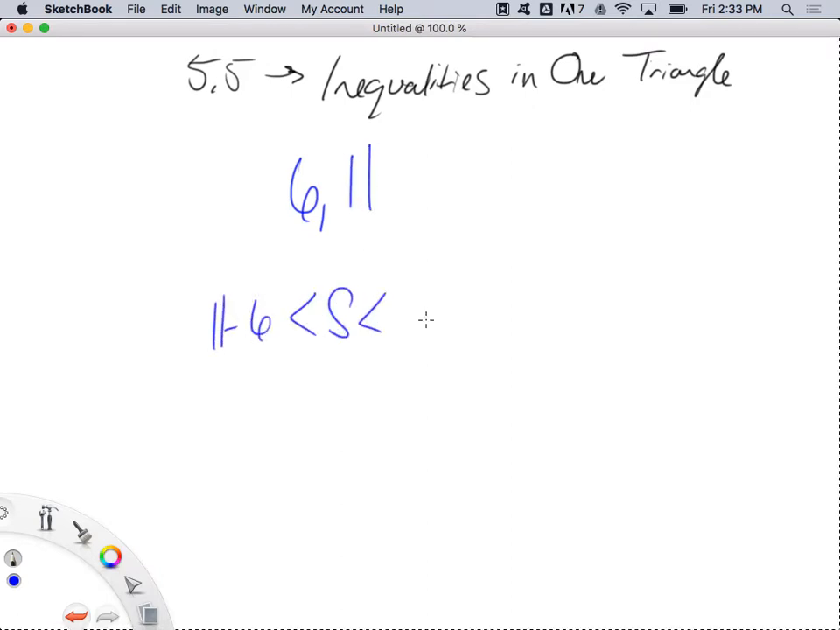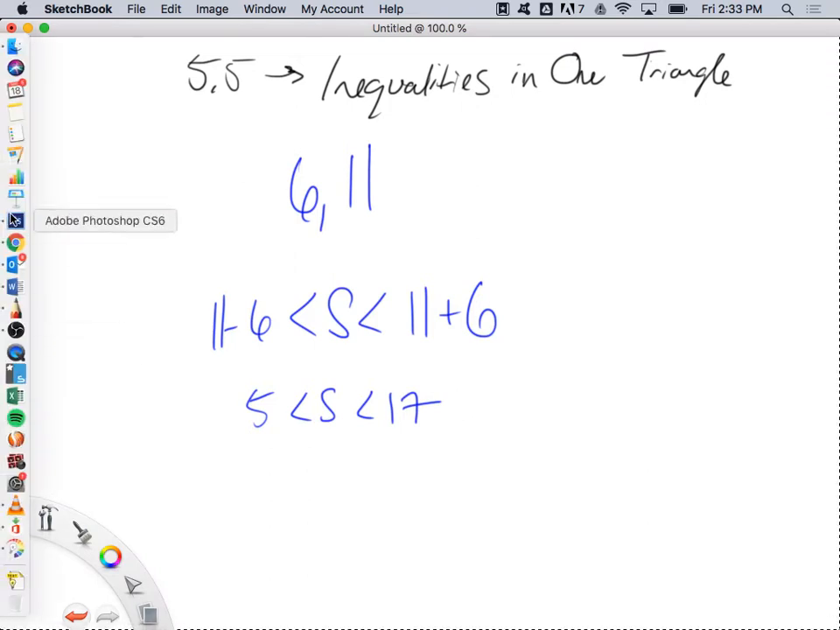You subtract to get the left. You add to get the right. So it's 5 is less than S is less than 17. And you're done. Okay? And if I'm going too fast for you to take notes, that's okay.